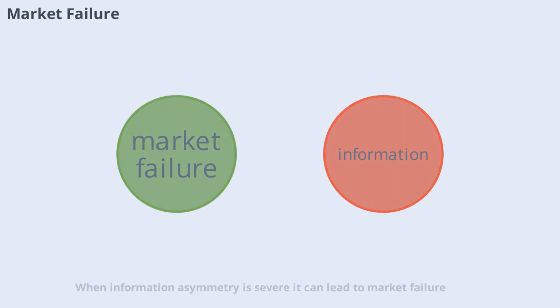When information asymmetry is severe, it can lead to market failure. This means the market cannot efficiently allocate resources and both buyers and sellers may lose trust. In extreme cases, the market may collapse entirely, as seen in some financial crises.